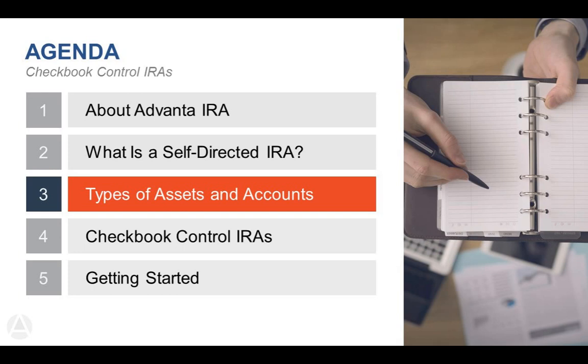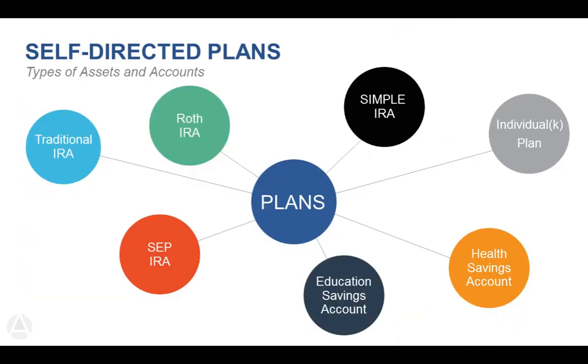So, types of assets and accounts. On the screen you'll see the different types of accounts that we primarily handle here at Advanta. Now, again, one of the key points is what types of accounts can be self-directed and what types of accounts can be utilized for checkbook control. Every single one of the ones on this list can be self-directed with a checkbook control LLC or trust.